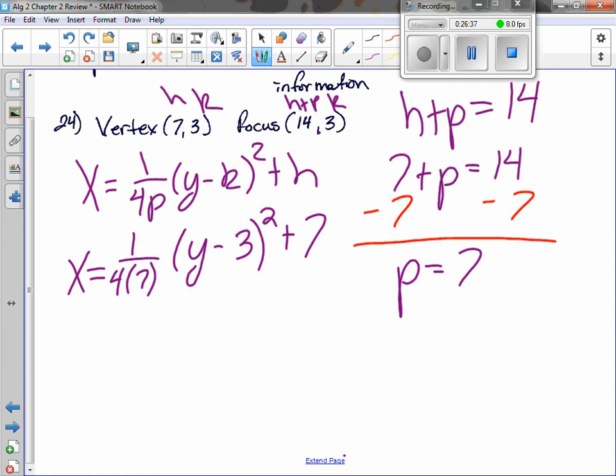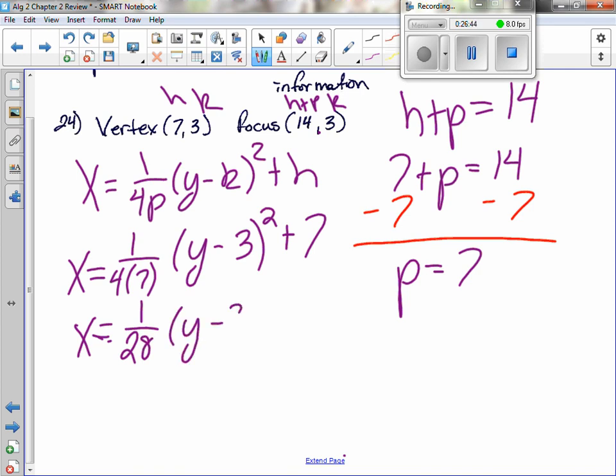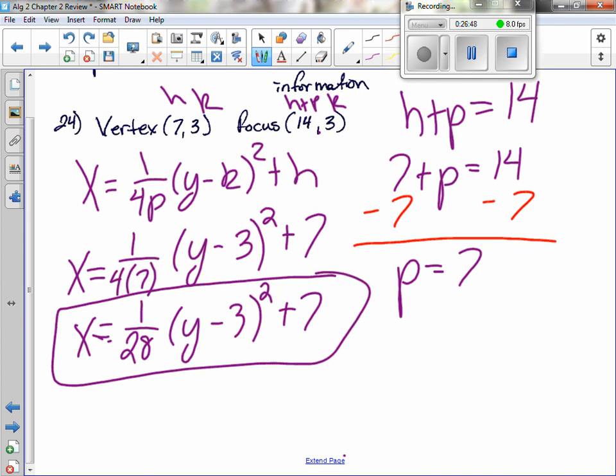Now there's only one real thing that we need to simplify. We need to simplify the 4 times 7, which is 28. And we have y minus 3 squared plus 7. And that's our equation. That's it. Any questions on this here? We good with this here?